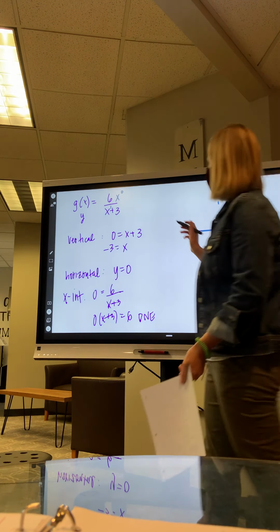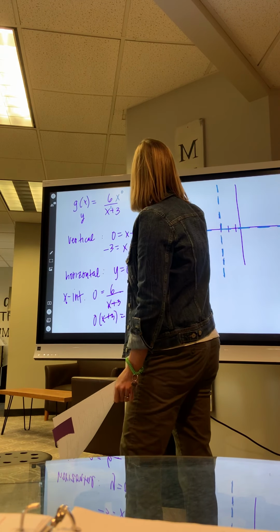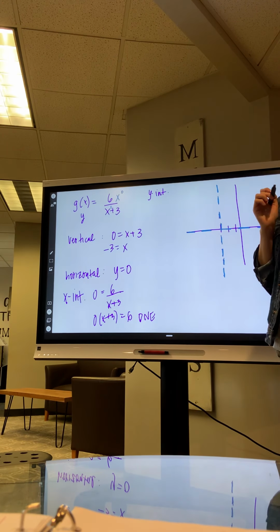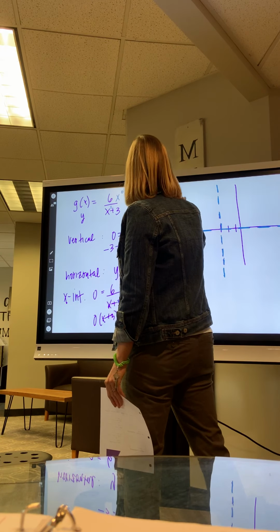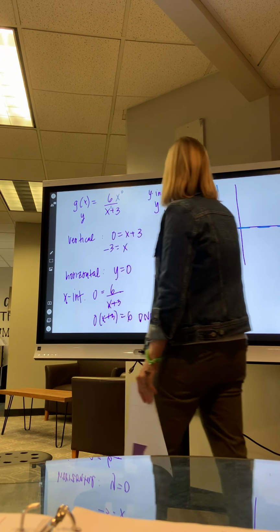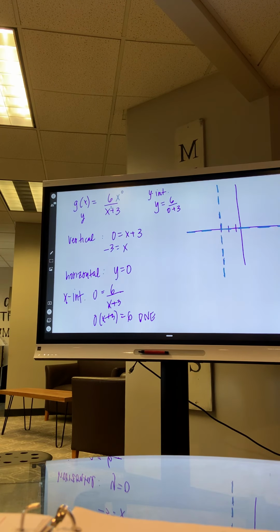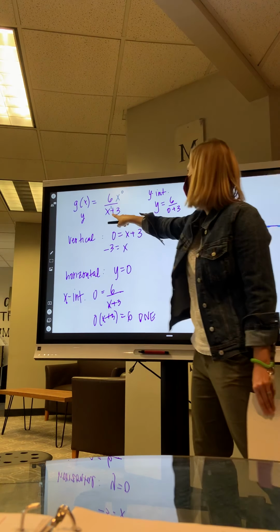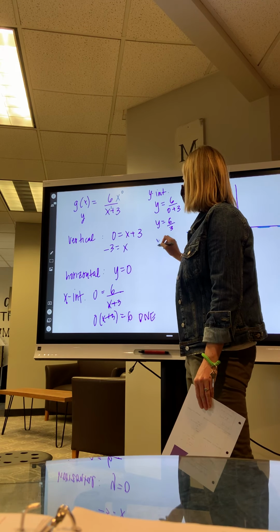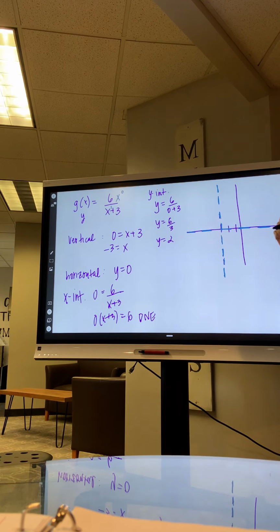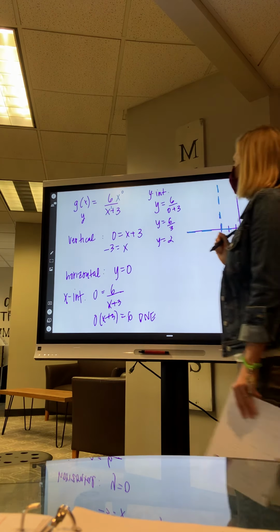What about a y-intercept? The y-intercept is where what value equals 0? X. Where x equals 0. So y equals 6 over 0 plus 3. Because I plugged in 0. 6 over 3, so it's 2. So this occurs when y is 2. Okay, so we know that there's a y-intercept at 2.